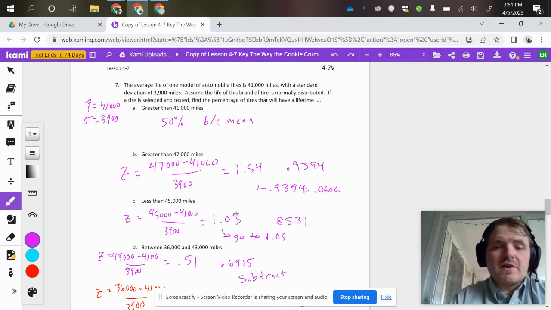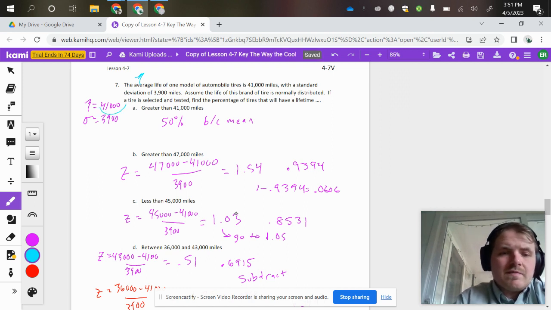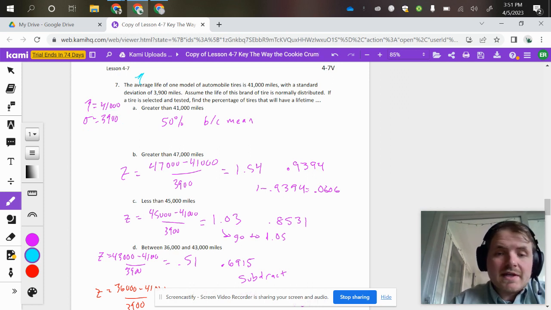Okay, last question here. So we've got that the average or the mean life of an automobile tire is 41,000 miles. So marking it right over there to start. Standard deviation is, sorry, 3,900 miles. So marking it right over there. If it's normally distributed, we need that keyword to be able to do the z-score. And so we were trying to find the percentage of all these situations.